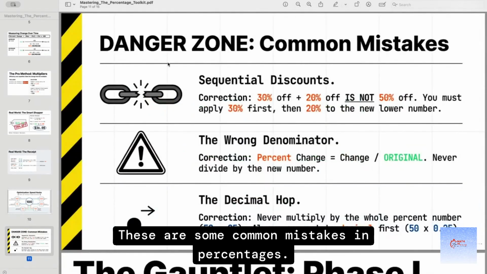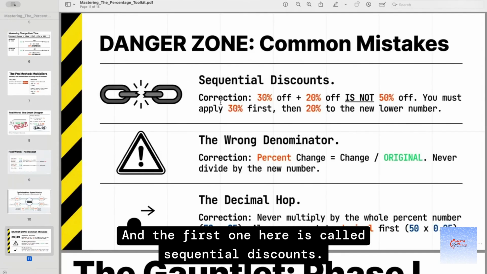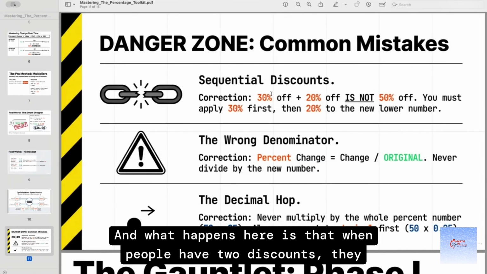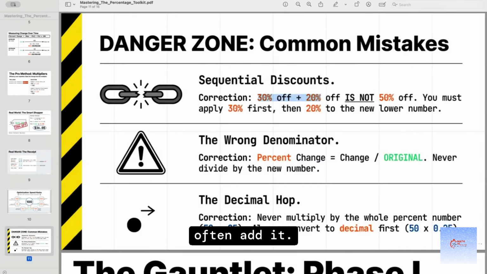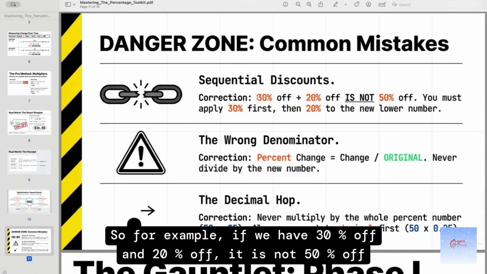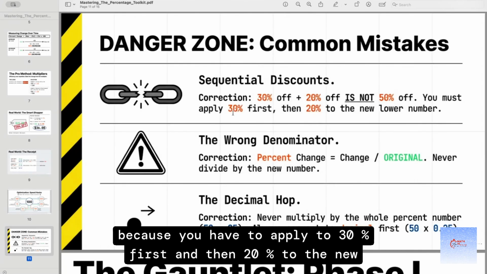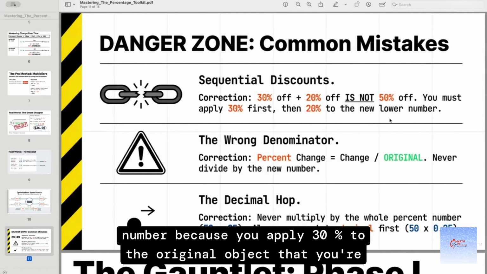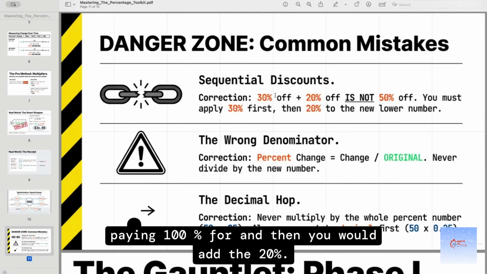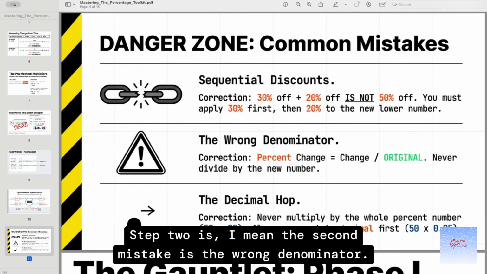These are some common mistakes in percentages, and the first one here is called sequential discounts. What happens here is that when people have 2 discounts, they often add them. So for example, if we have 30% off and 20% off, it is not 50% off, because you have to apply the 30% first, and then 20% to the new number, because you apply 30% to the original price that you're paying 100% for, and then you apply the 20%.